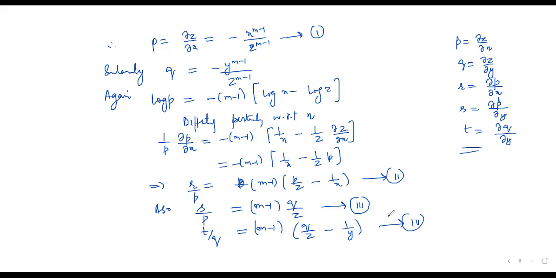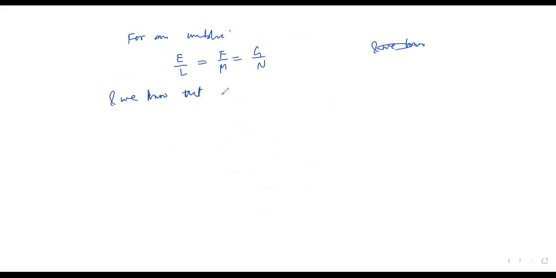Now the problem here is, for an oblique, if there is an oblique on this, I must have E by L equal to F by M is equal to G by N. And we know that we have done this for Monge's form, E is equal to 1 plus p square.